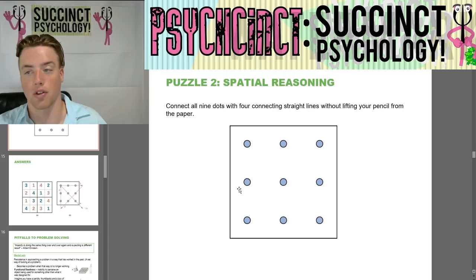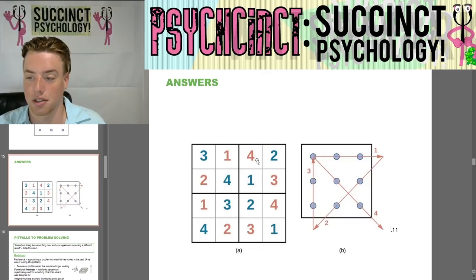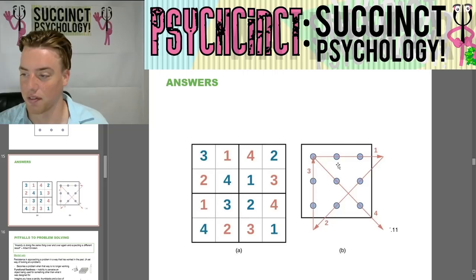So here we have the answers. You have Sudoku. Yeah, Sudoku, I was thinking of Uno for a second. And then you have your spatial reasoning. Here are the four lines you would draw in order to connect all nine of those dots.